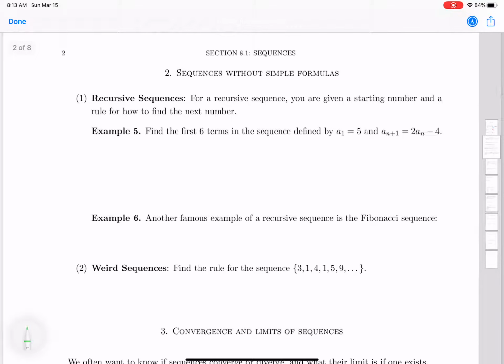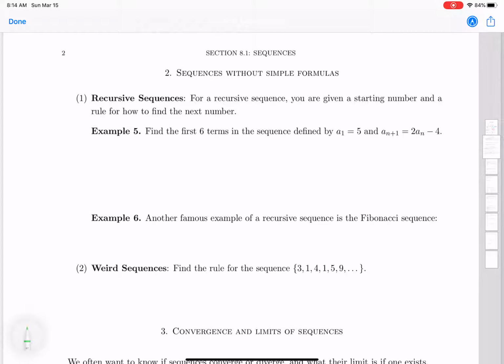Next, let's look at some sequences that don't have very easy or simple formulas. The first one we're going to look at is what's called a recursive sequence. In this one, you're given a starting point and a rule for how you get the next thing. And then from that, you can basically build the entire sequence.